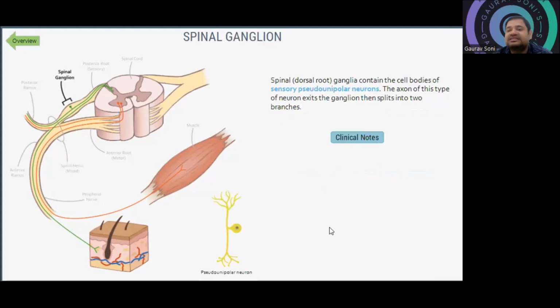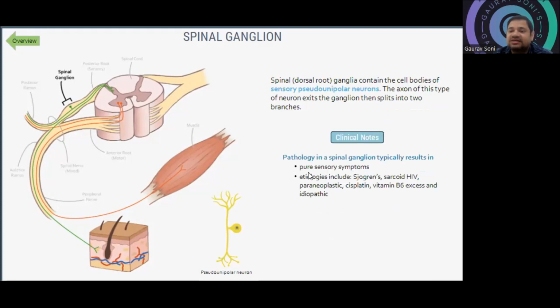Then what is the spinal ganglion? The spinal ganglion contains the cell bodies of sensory pseudo-unipolar neurons. The axons of this type of neuron exit, and the ganglion then splits into two branches. So before splitting, the ganglion is present. If there is some pathology, it will be a purely sensory symptom. Etiologies include Sjogren's, sarcoidosis, HIV, paraneoplastic, cisplatin, vitamin B6 excess, and idiopathic. Mostly they are idiopathic only. You can see here what pseudo-unipolar neuron means: that it seems to look like unipolar.